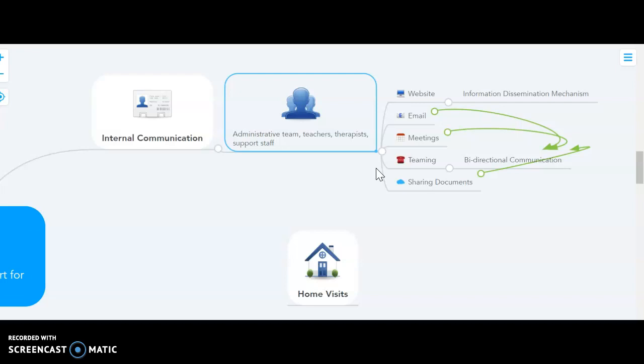Our internal communication consists of our administrative team, our teachers, our therapists, and all of our support staff. Primarily, we use the website as a way for staff to get information. There are some forms on there that they can use during their home visits. Email is the most common way that we communicate with each other, both from the administrative team to the home visitors, and then from the home visitors with each other and back to us, and even with parents. So I would say email is primary.